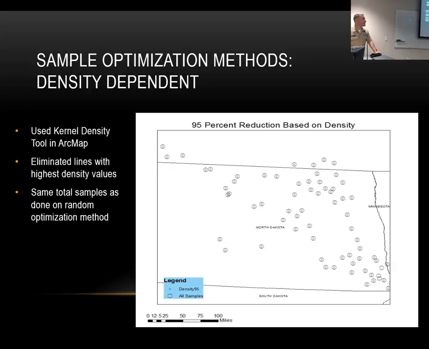For density dependent, it was a little bit more labor intensive. I used the kernel density tool in ArcMap. It basically produces a density score. I think I used a 60 mile ring, so it just basically computed how many lines or how many points were within 60 miles at that point and gave you a density score. The problem with this was it had to be iterative, meaning I'd run it once, pick the top line, then basically have to run it again because otherwise I'd end up removing five that were all in one spot.